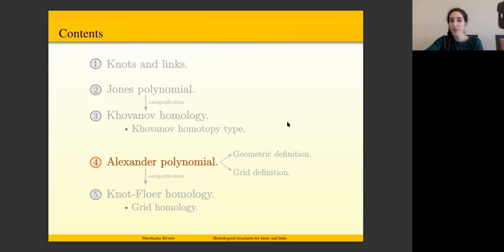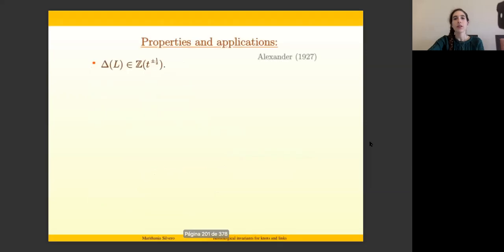Okay, so now we go back, and I will start with the second part of the talk, which is about Alexander polynomial and not Floer homology. So as before, I will start with some properties, some applications of the Alexander polynomial. As I said before, this was the first polynomial invariant that was discovered. It was discovered by Alexander in 1927.